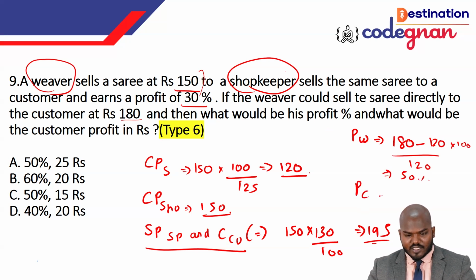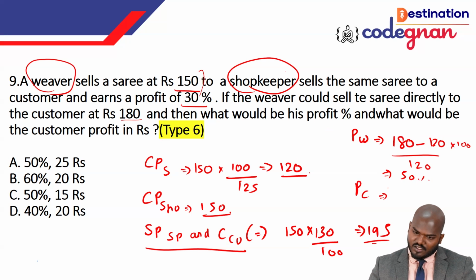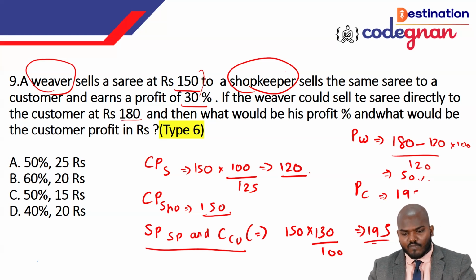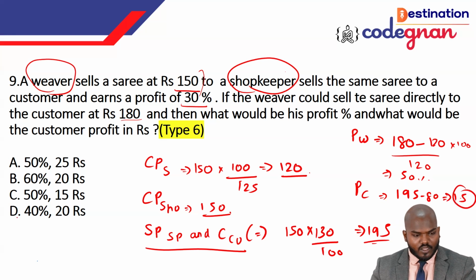And the profit for the customer, you see this: if he buys through the shopkeeper, it will cost 195 rupees. If he buys from the weaver, it will cost only what? We can call it 180 rupees. We calculate 195 minus 180, which is 15 rupees. So option C is the correct answer to the question.